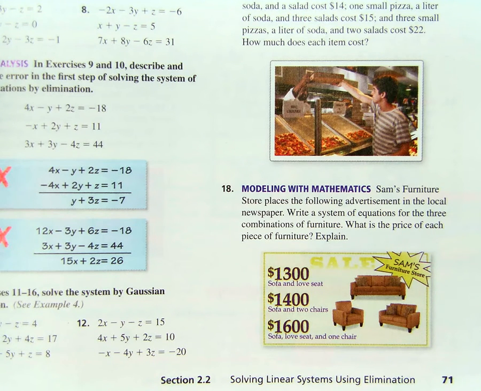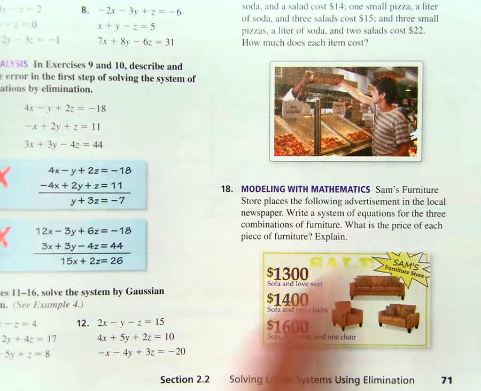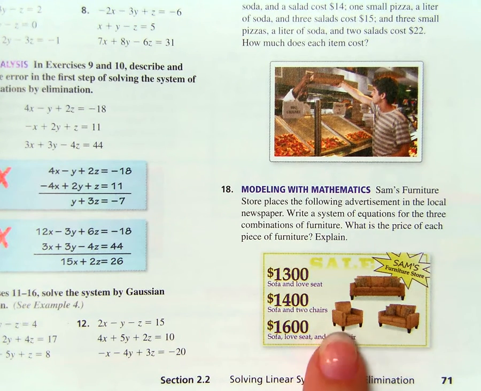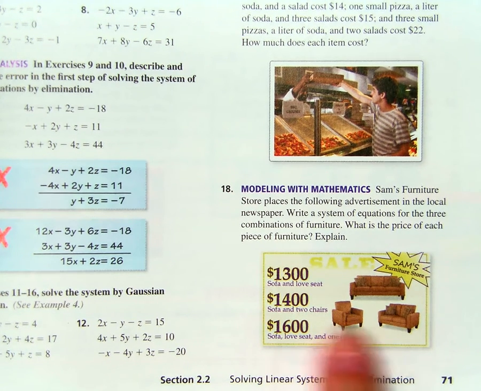All right, so we're looking at problem number 18, modeling with mathematics. It says, Sam's Furniture Store places the following advertisement in the local newspaper. Write a system of equations for the 3 combinations of furniture. What is the price of each piece of furniture? And explain. So this is definitely a real-world problem, right? You see advertisements like this.